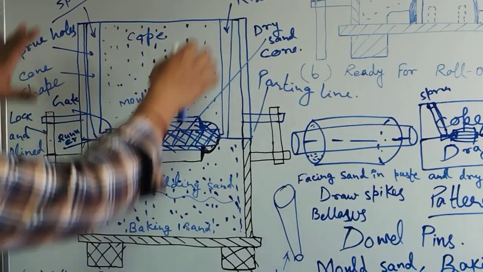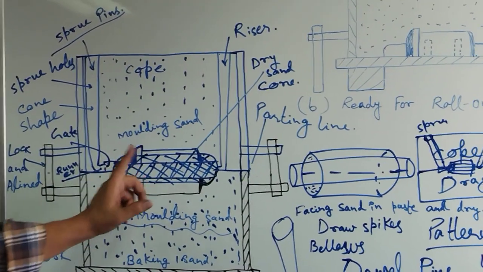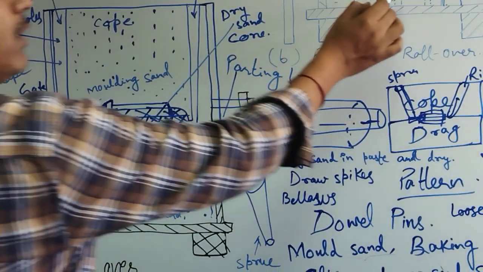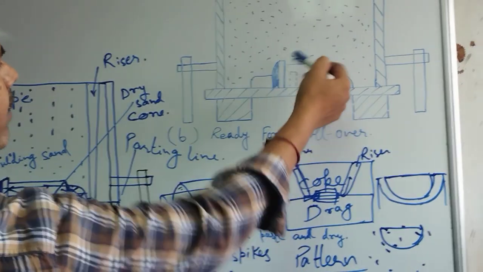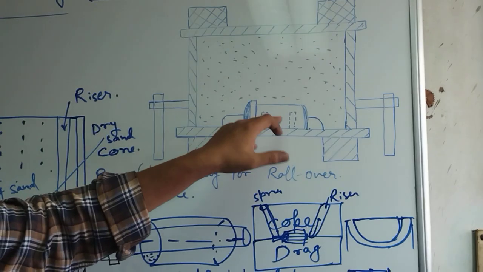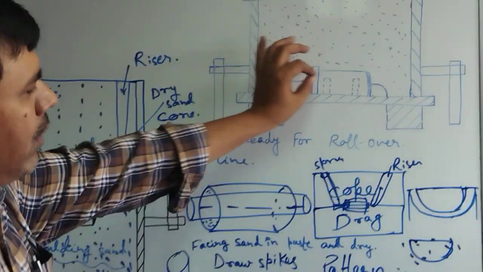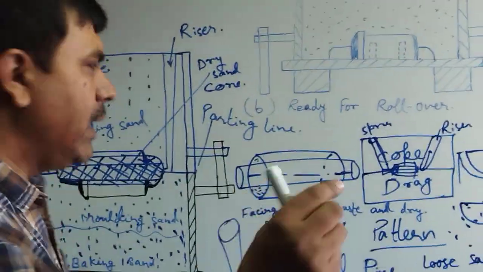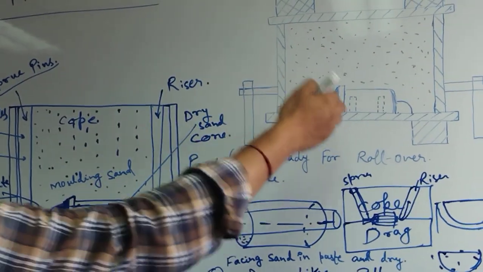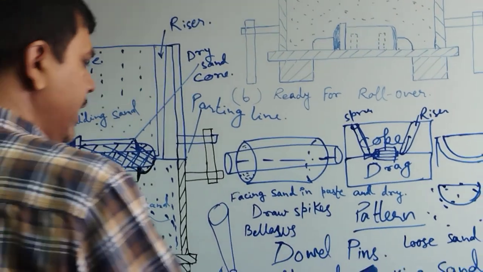We place the cope portion with the help of the dowel pins. The dowel pins, as in the earlier figure, are far away from the pattern, at some distance. There are many dowel pins and holes, and through the dowel pins we can align the cope and drag parts.